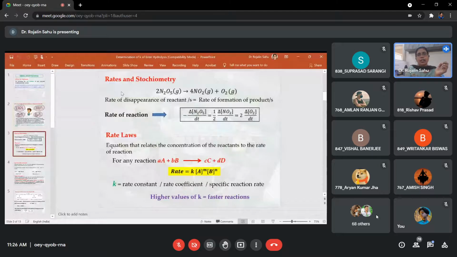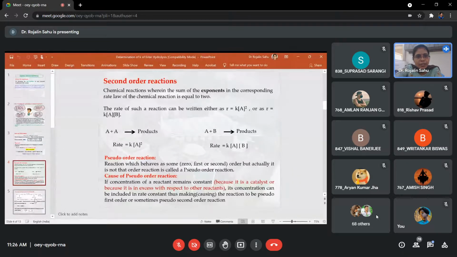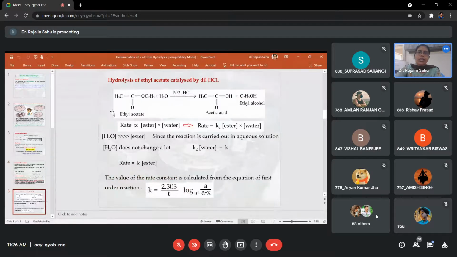Then coming to the topic. You already know these things, stoichiometry and rate law, so I'm not explaining them. Coming exactly to the point, here we are using water as a reactant, and ethyl acetate is another reactant. They react together in the presence of a catalyst, which is HCl here. That's why it is called acid catalyzed. You are getting acetic acid and ethyl alcohol.